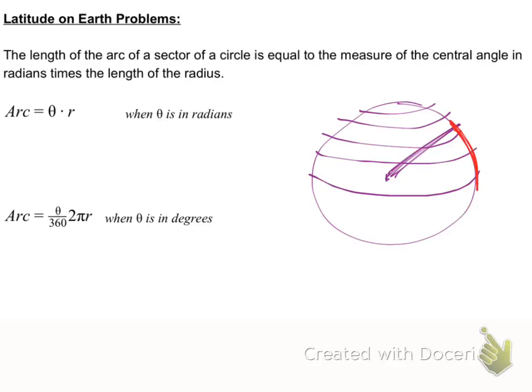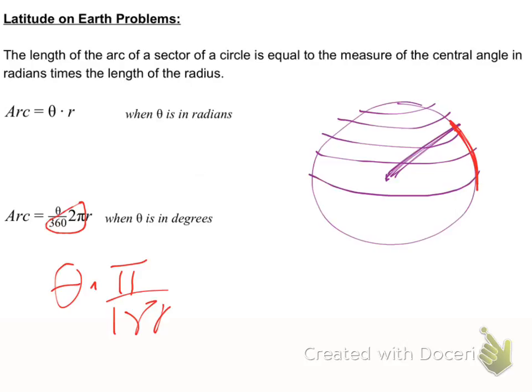But wait a minute. Look at this thing right here. You've seen that before: 2 pi over 360. You didn't see it that way, but what if I reduce that? What does that become? Pi over 180. Since when did you ever take an angle and multiply it by pi over 180? You just did it yesterday, when you were converting from degrees to radians.